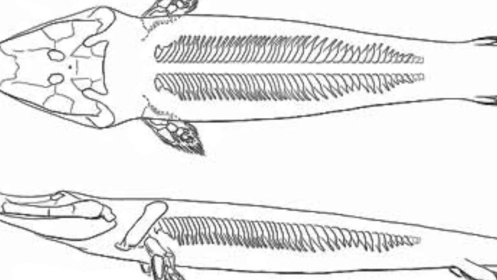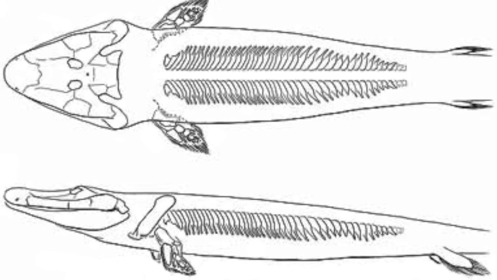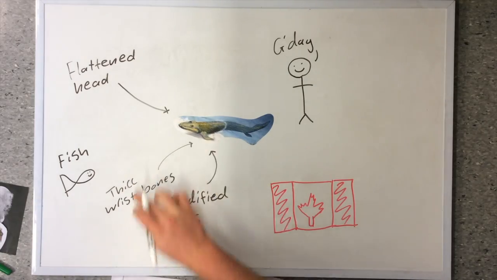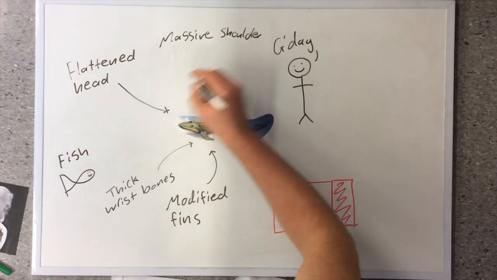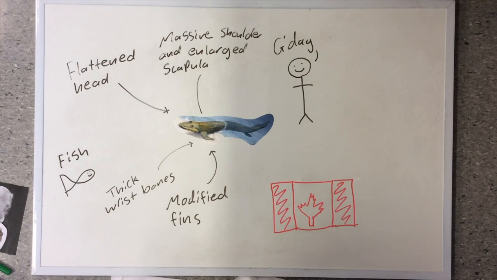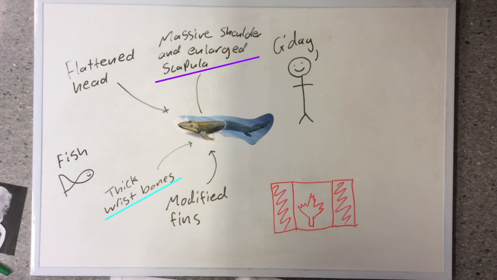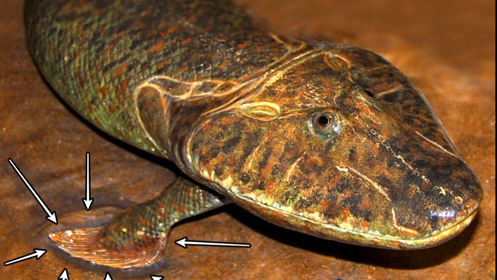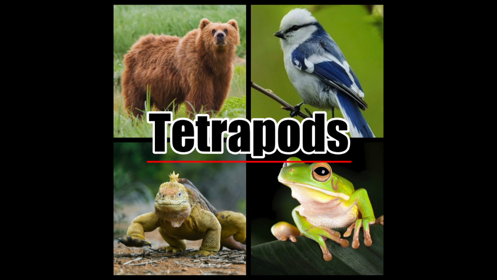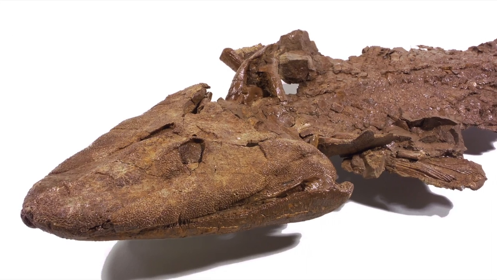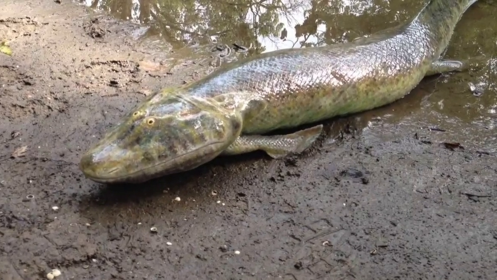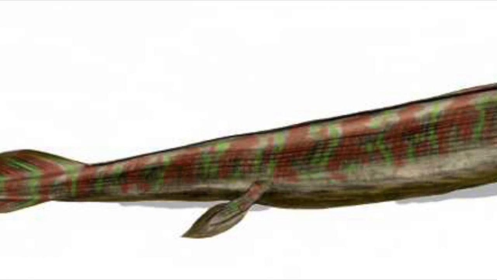Tiktaalik had thin ray bones for paddling like most fishes do, but what sets Tiktaalik apart is the presence of thick wrist bones attached to a massive shoulder and an enlarged scapula. These fin-arm hybrid appendages would have supported the weight of the animal, much like modern-day tetrapods. This feature is what makes Tiktaalik special. It was the first four-legged vertebrate.